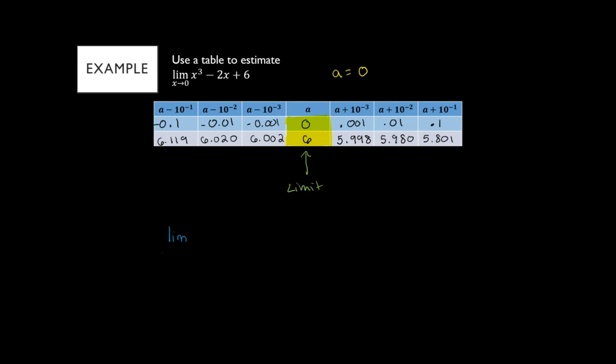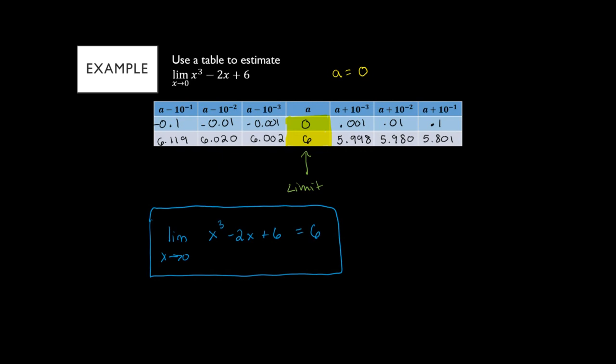So our limit as x goes to 0 of x cubed minus 2x plus 6 is equal to 6. It's basically the number you get when you plug in x equals 0. It's a little silly to find a limit in a case like this because you can just literally plug in the number, but it does show that the table can give you the answer just like it does if there's something undefined. You just read off the table, and if there's a number there, that's going to be your limit.